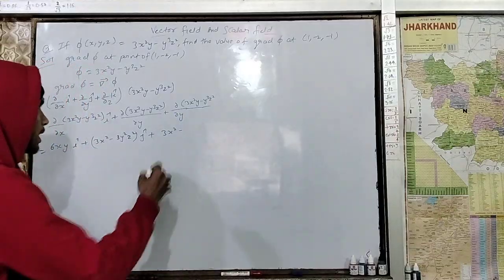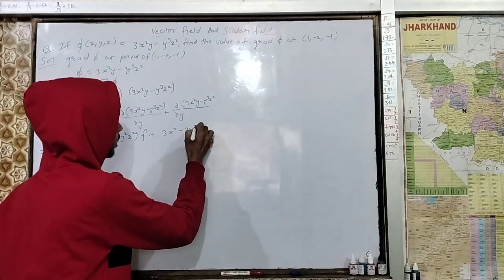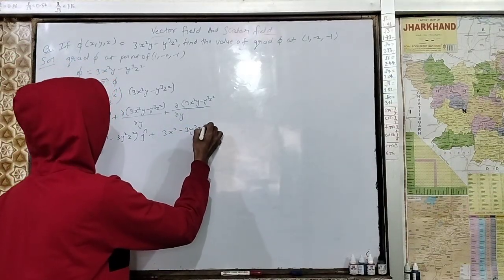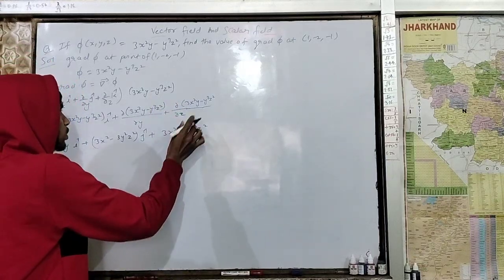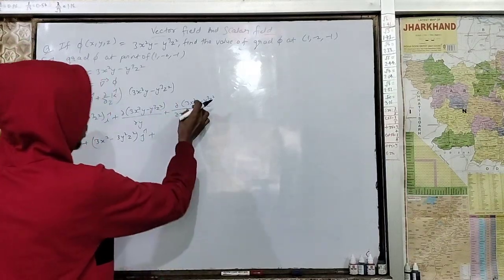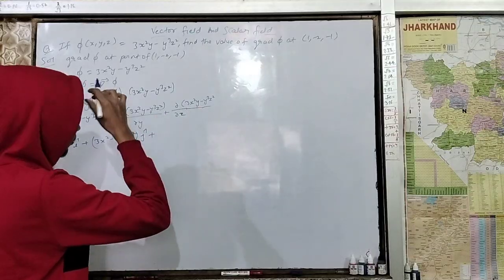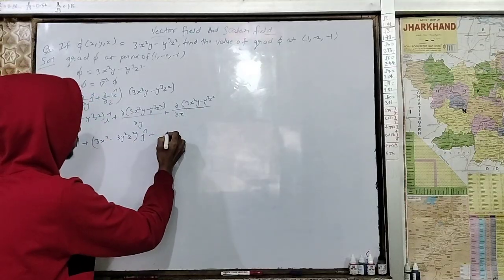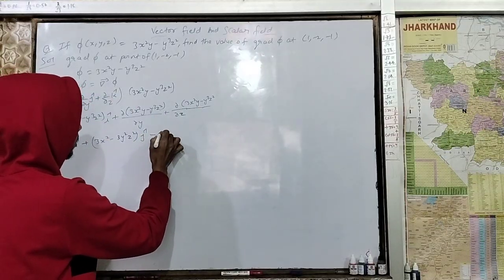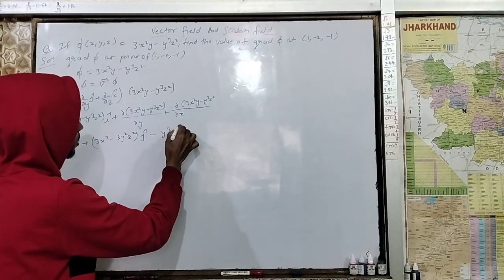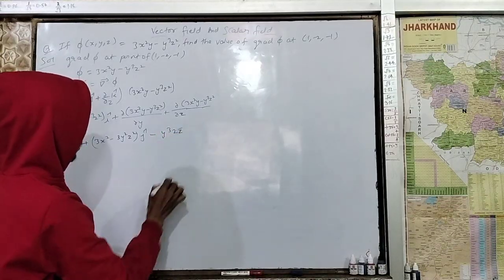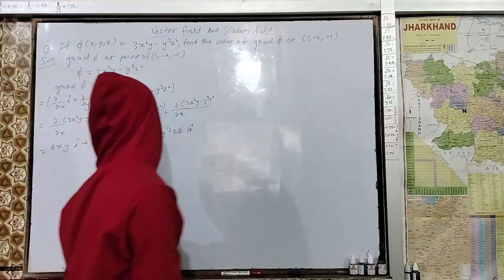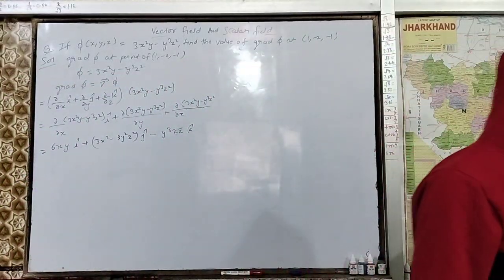minus 3y square z square. But hold on, here it should be z. So this will become 0 and we have this thing which is a minus. So this will become minus y cube 2z k cap. Okay.